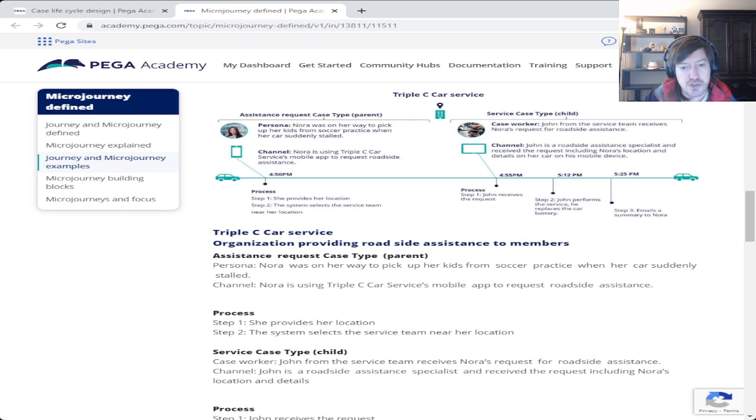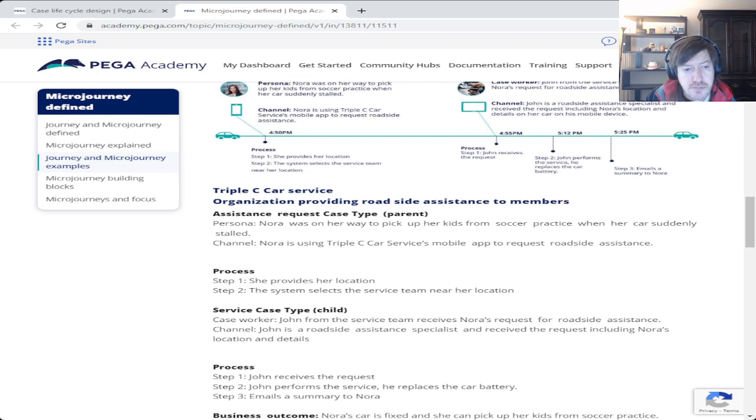John receives the request. John performs the service. He replaces the car battery. Emails a summary to Nora. All right. Interesting that they have it based off of time and stuff like that. That's sure.